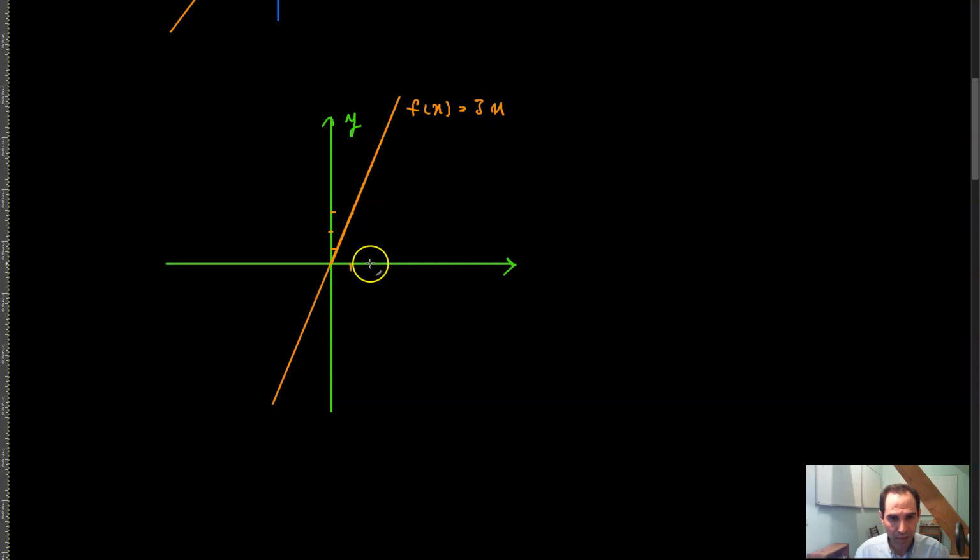Now you can see that the output of the function at x is equal to 2 is equal to 6. This is x is equal to 2. This is the output is equal to 6. And so as you can see, as I'm getting closer and closer to 2, the values of the function are getting closer and closer to 6. As I'm getting closer and closer to 2 from the left, the values of the function are getting closer and closer to 6.